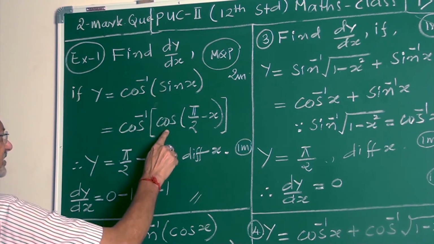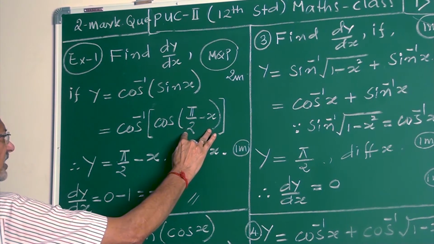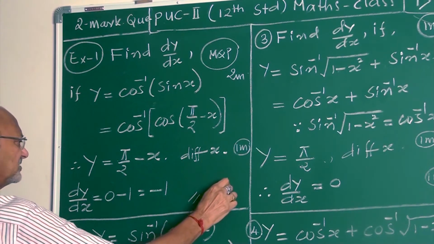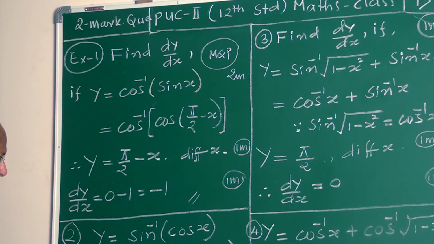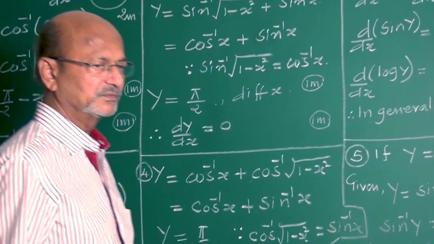Writing sine x as cos, making use of the property cos inverse of cos angle, if you write this, 1 mark. If you write its derivative correctly, this is another mark. This is a 1 plus 1, 2 mark question. Same for these 4 examples, my friends.